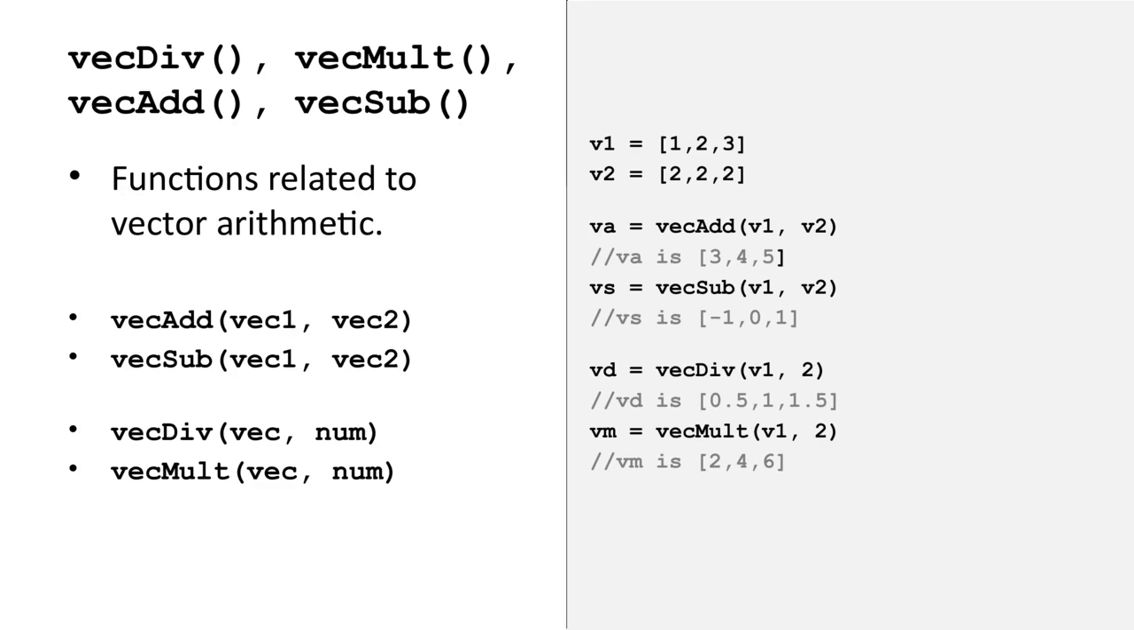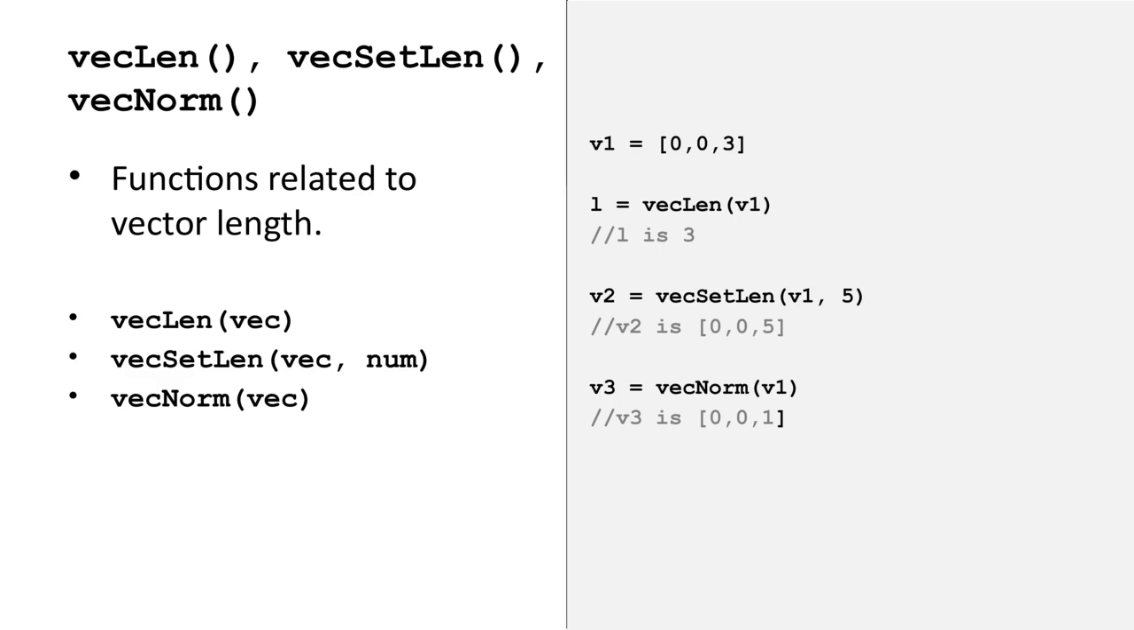Multiplication and division change the length of a vector, but not the direction. A number of other functions exist related to the vector length. To get the vector length, the vec_length function can be used. Do not confuse this with the len function for getting the length of a list. For a vector with 3 components, that function will always return 3.